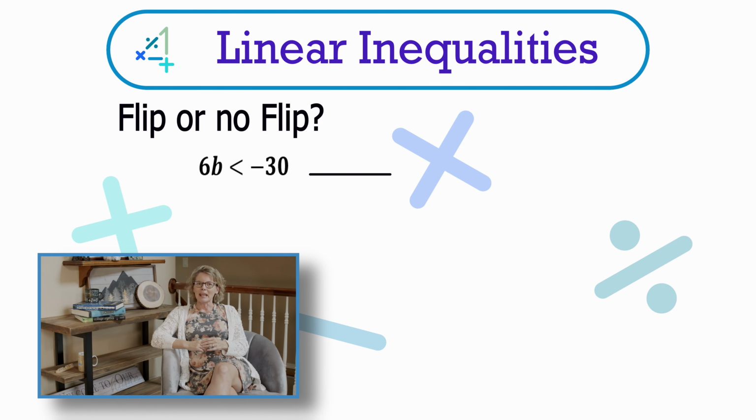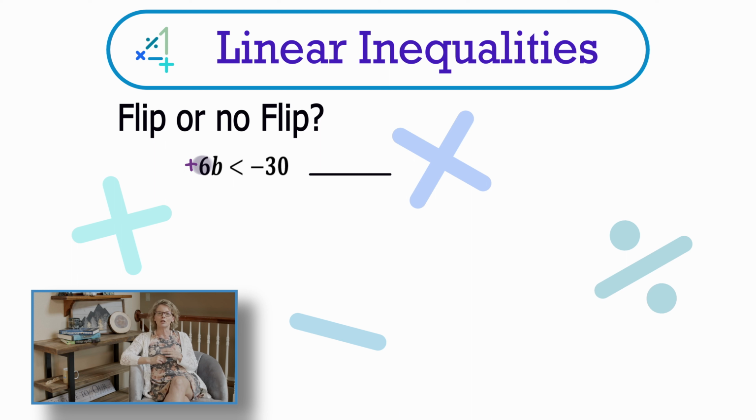6b is less than -30. I will have to divide by 6 to get that b by itself. That 6 is positive, so I will not flip the sign. d plus 10 is greater than or equal to 13. To solve this one, I will have to subtract 10 on both sides. No need to flip here.